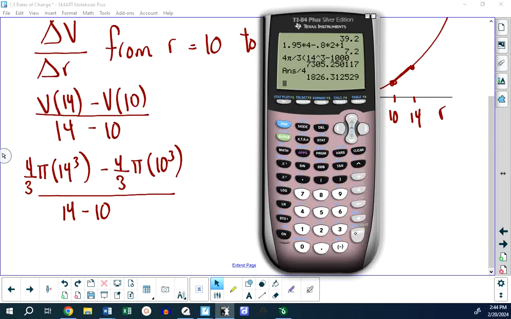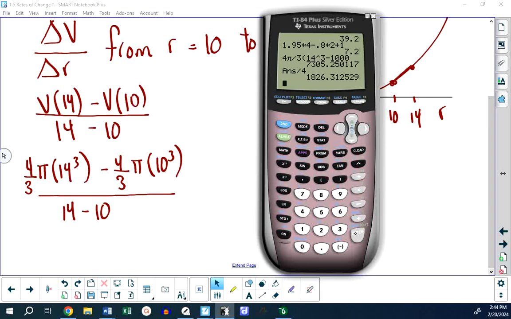$18.26 is what I get. When I calculated it, I factored the 4 pi over 3 out, and I multiplied 4 pi over 3 by 14 cubed minus 10 cubed. And then I divided by 4. So does anybody else get 1826?